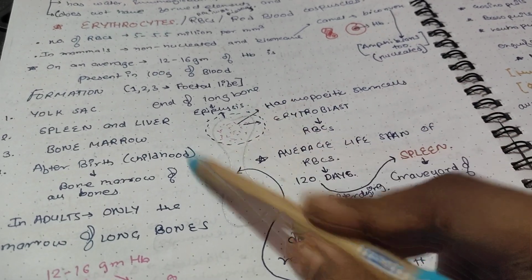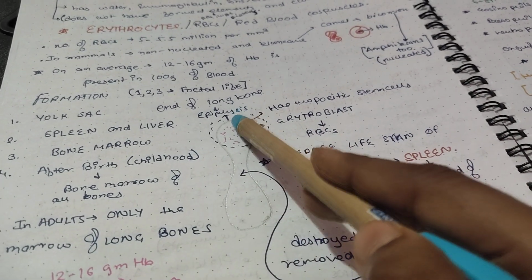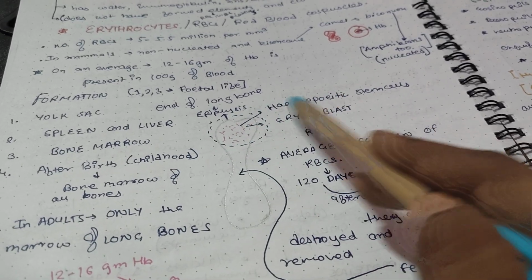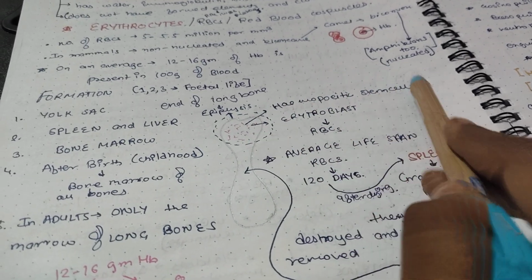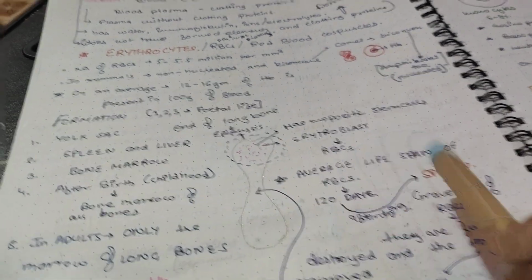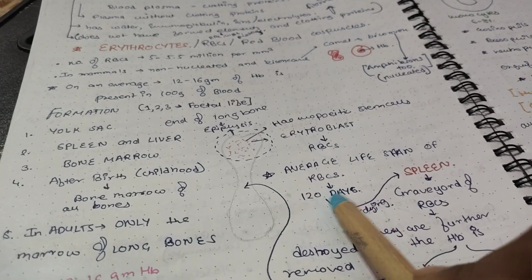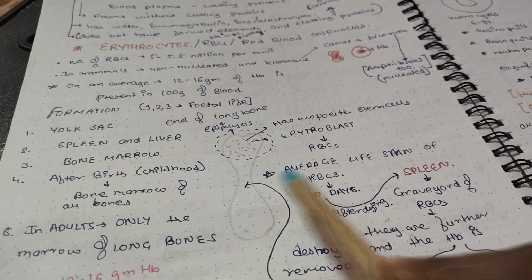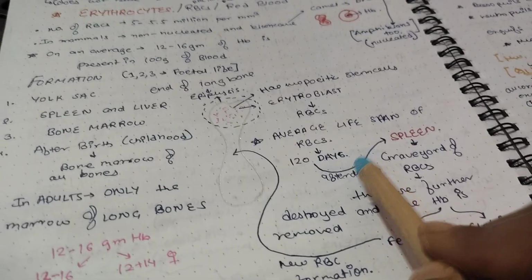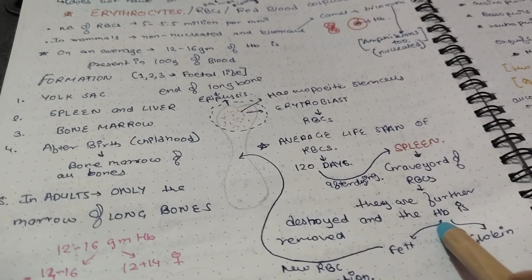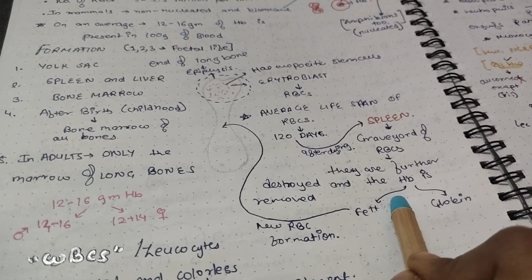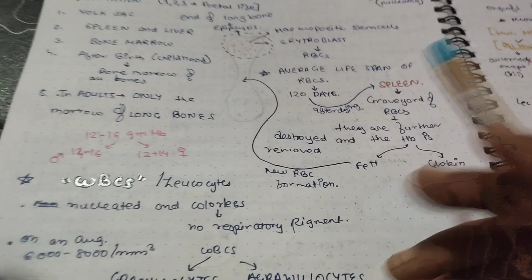Anyways, so this is a bone. This is the end of the long bone called epiphysis, and these are hemopoietic stem cells. Erythroblast. These make RBCs. Average lifespan of RBCs is 120 days. Now, after they die, they go into the spleen. The spleen is called the graveyard of RBCs. After dying, they go into the spleen, and then they are further destroyed and the hemoglobin is removed. Then after that, the iron containing part of the hemoglobin is sent for new RBC formation.